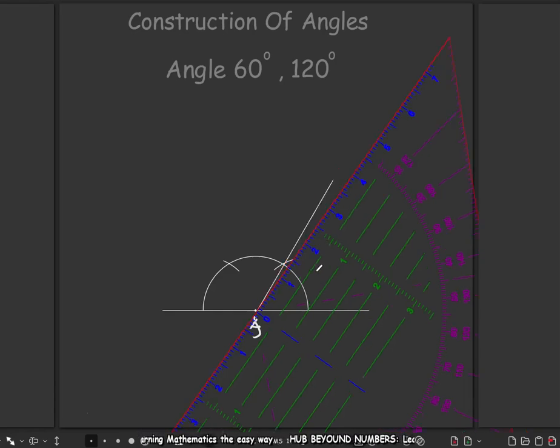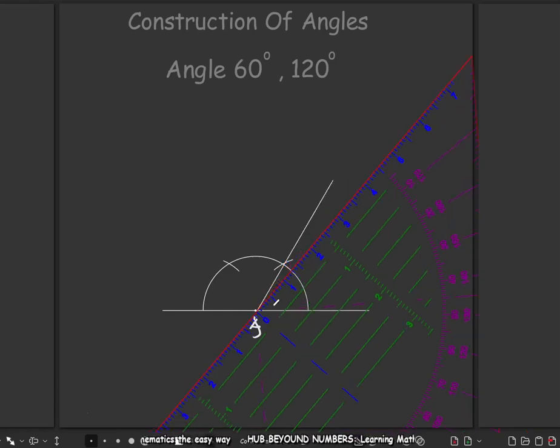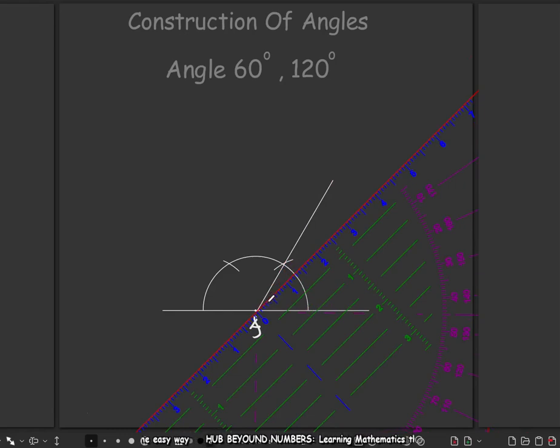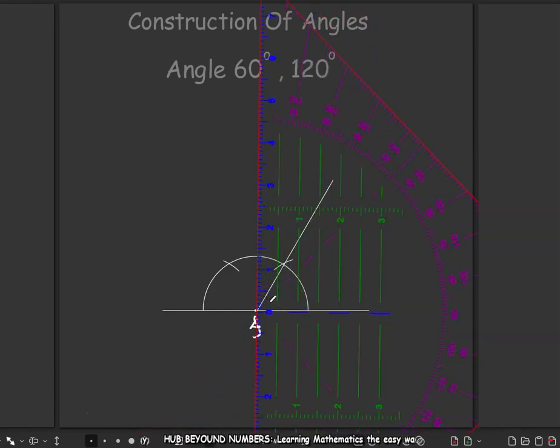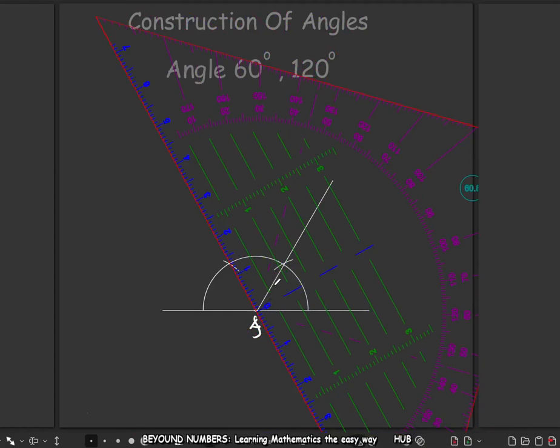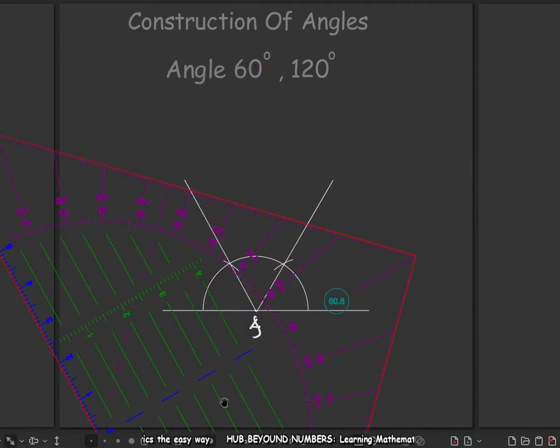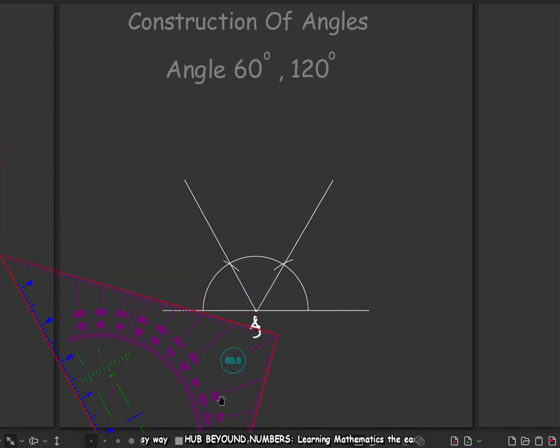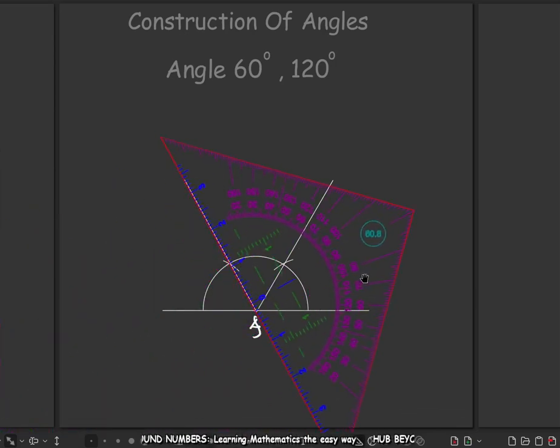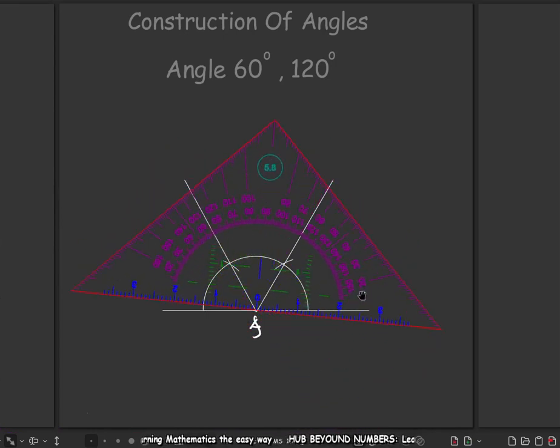Now let's draw another one also over here. So this is what I have. And I'm drawing this also over here. This we have done over here is the angle 60 degrees and 120. So if you put your protractor on what you have done and look at it very carefully.